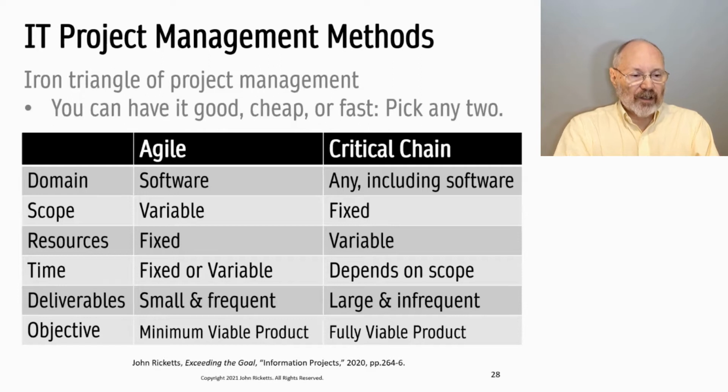So on the left-hand side, you can see that the row labels begin with domain and end with the objective for these methods. And then the two columns represent the methods that I want to compare and contrast. The Agile method was developed for software. And the scope of work that's accomplished by an Agile method is variable depending on the nature of the requirements, how complex they are, and their priority.